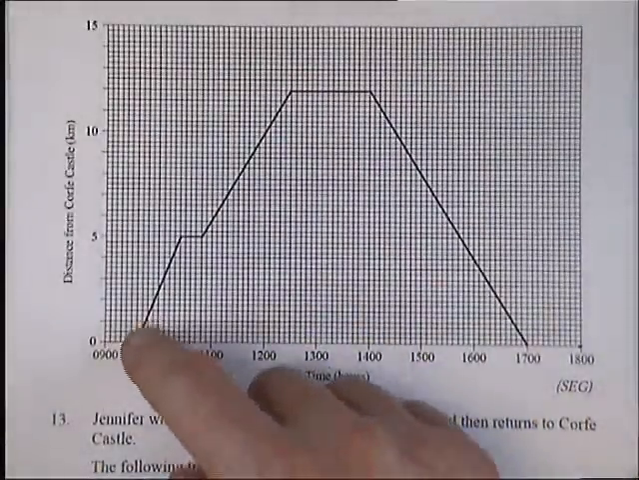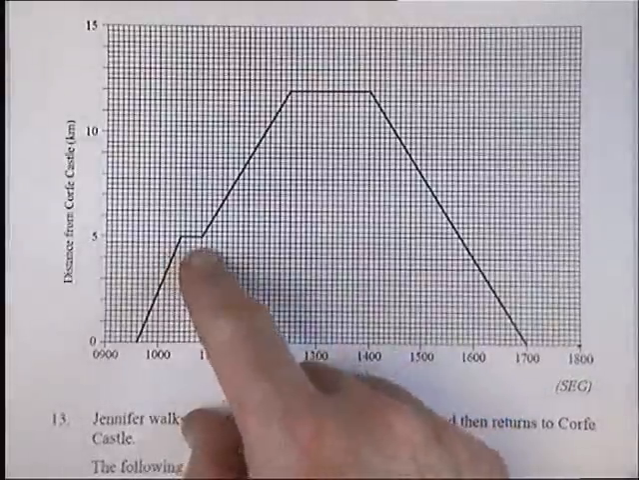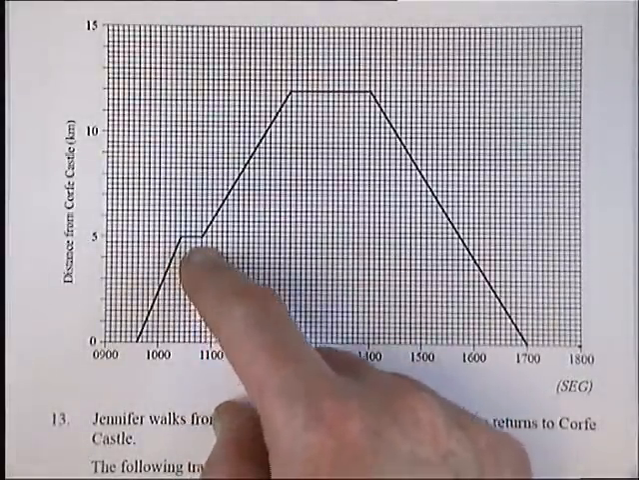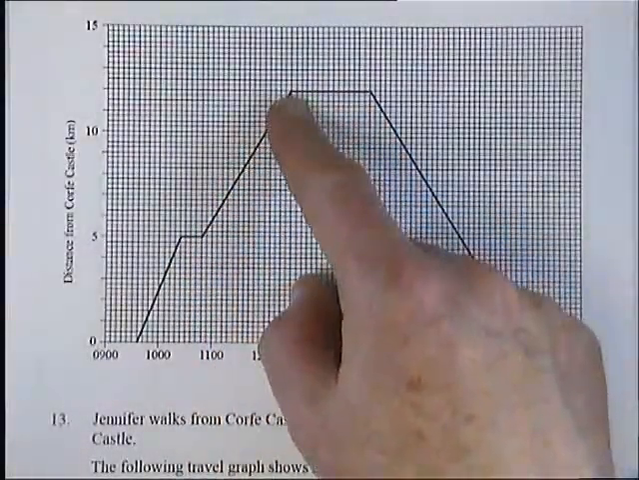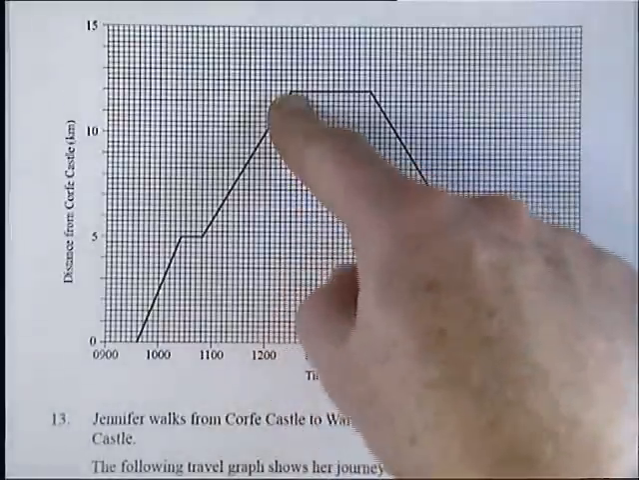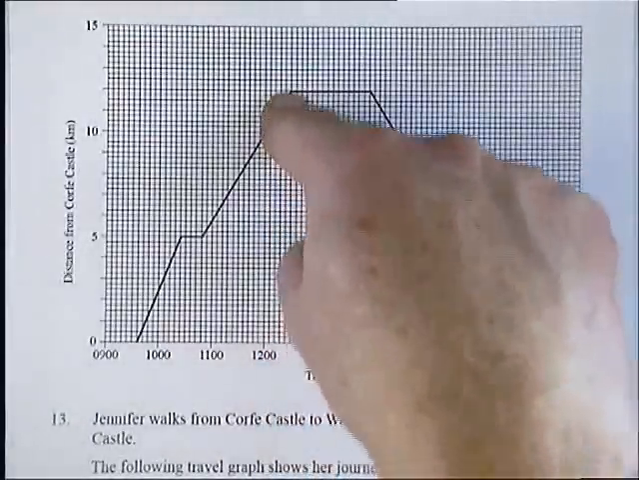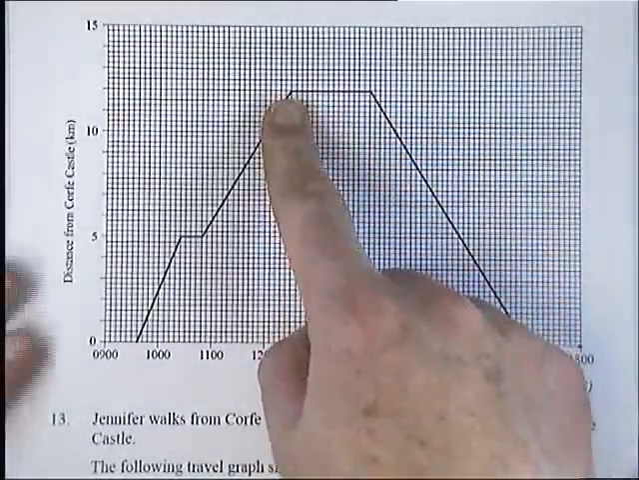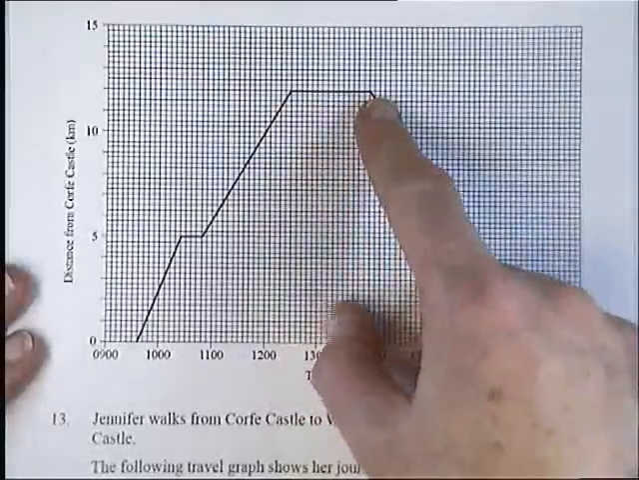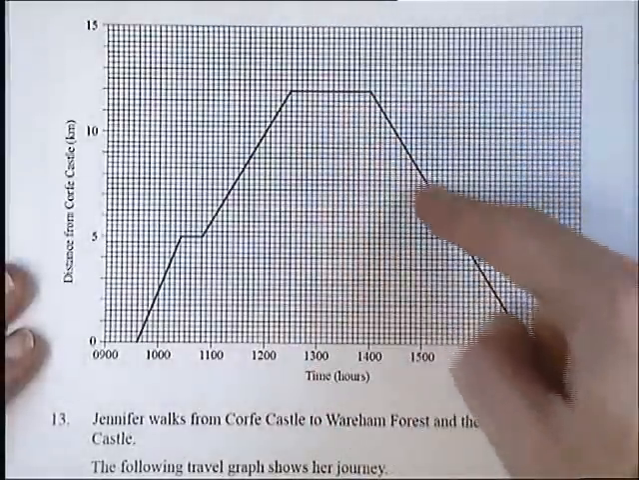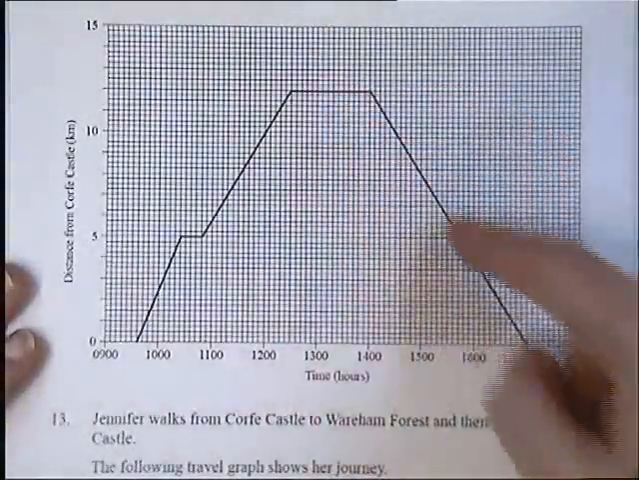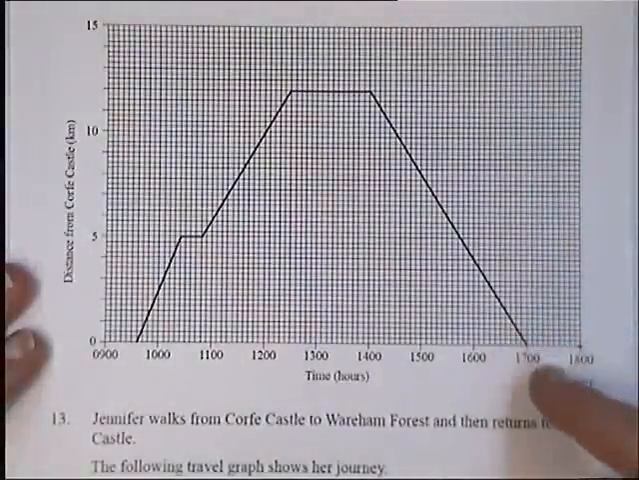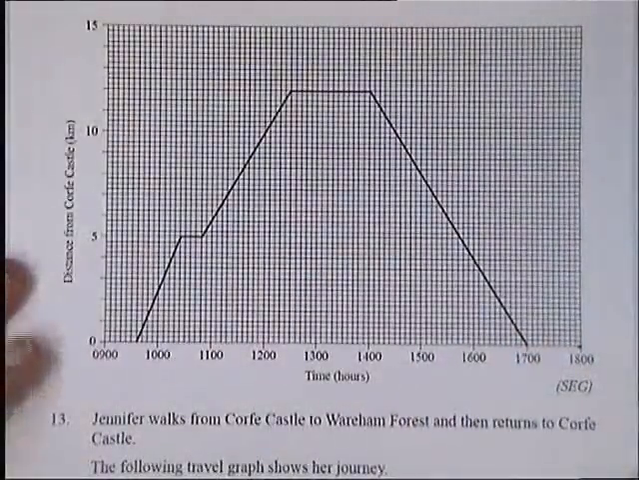This is Jennifer's walk. She walks. A flat bit means she stops walking, she has a rest. She keeps walking. Now she never gets any further than this, so at this point here she must have reached Wareham Forest, where she stops for a bit, and then she comes back again. Down her line means you're coming back again to the start, so she's back to Corfe Castle again.